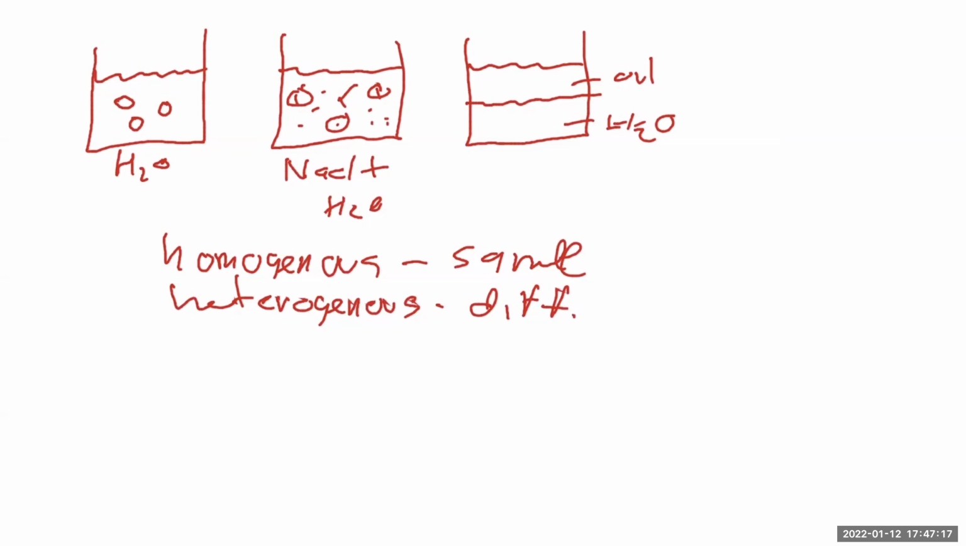Whereas with oil and water, if I took a sample up here, or here, or here, they'd all be different. One would be oil, one would be water, one would be a mixture of oil and water. Okay, that's a heterogeneous solution. They don't mix together. And you can tell by the different densities: the oil is less dense than water. That's why the oil floats.